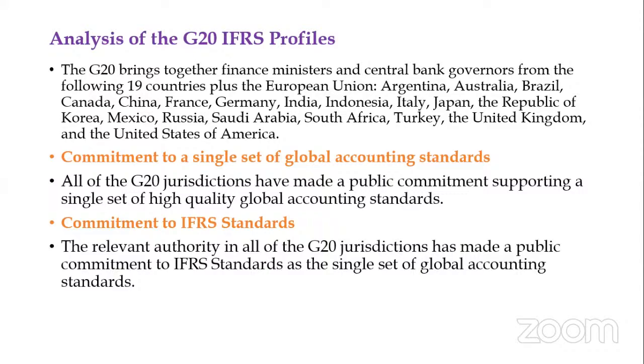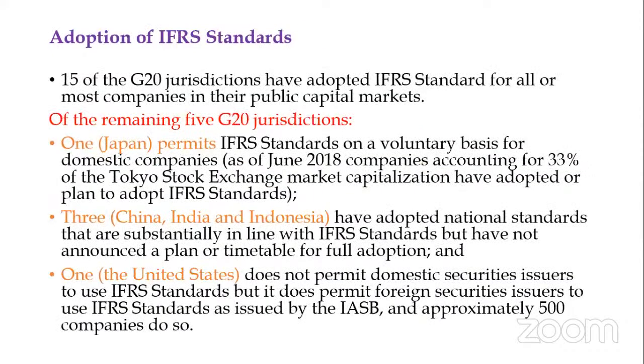Which accounting standards are called high quality global accounting standards? IFRS are called global accounting standards. So that is the reason G20 countries also supported. Again, the relevant authority in all the G20 jurisdictions have made a public commitment to IFRS standards as a single set of global accounting standards. Even G20 countries also supported this, and that is the reason we were able to get a very good success with respect to IFRS acceptance.